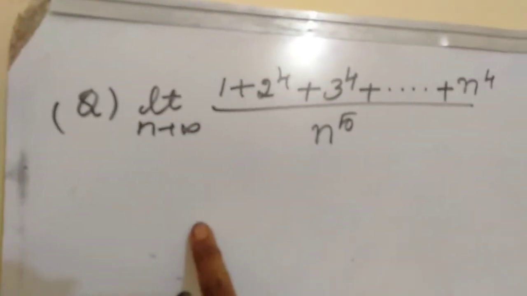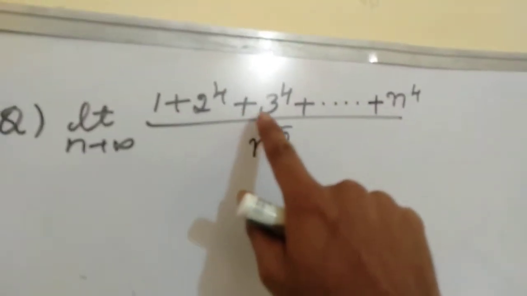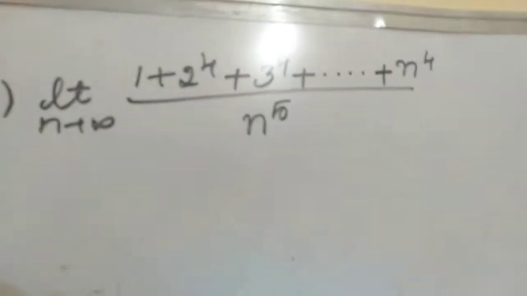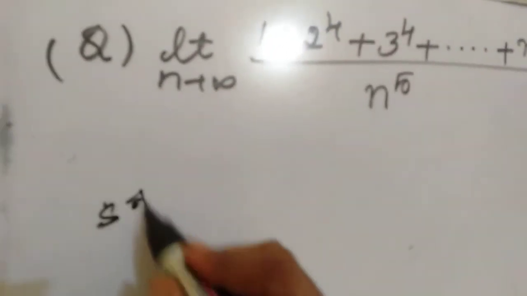This is the second problem. Limit as n tends to infinity of (1⁴ + 2⁴ + 3⁴ + and so on plus n⁴) divided by n⁵. I give the solution for this question.